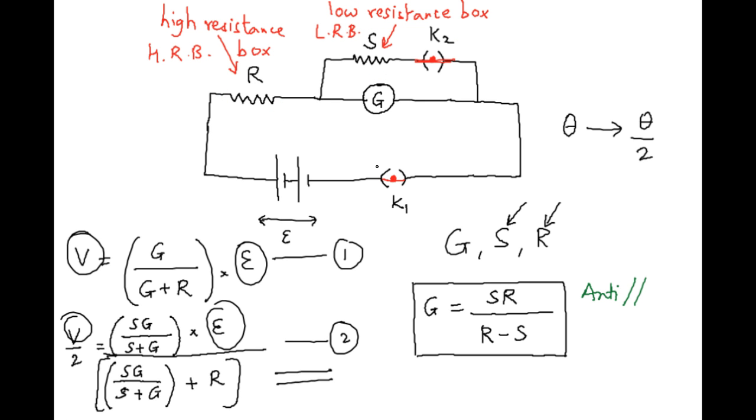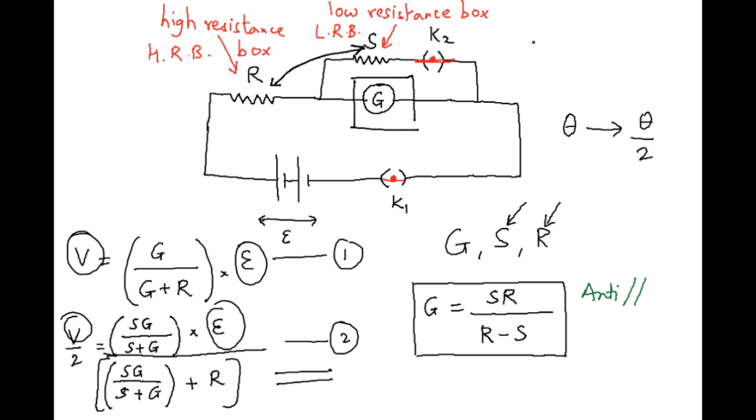you just see that the circuit in the first step doesn't contain this branch because K2 is opened, it only contains the lower branch, and in the second step the upper branch is also included, and the value of G, which is to be found in this experiment, is the anti-parallel combination of R and S.